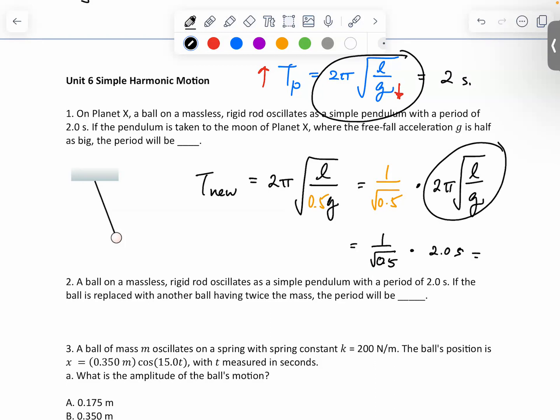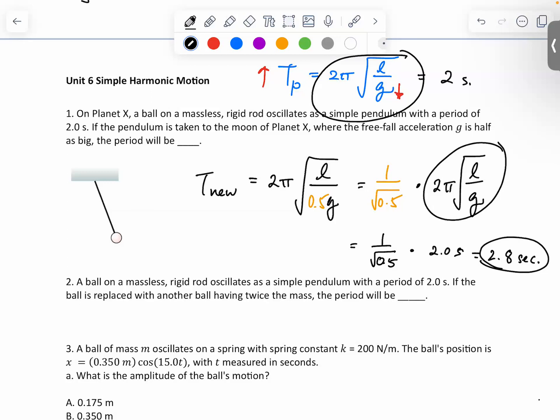So 2 divided by the square root of 0.5, that's going to give you 2.8 seconds as a result. As you can see right here, we have a lot of these questions. If we double this, how is the other thing going to change? So it's always the same technique. You want to separate the change from the original so that you can see how much it would change from the original. Okay. All right.